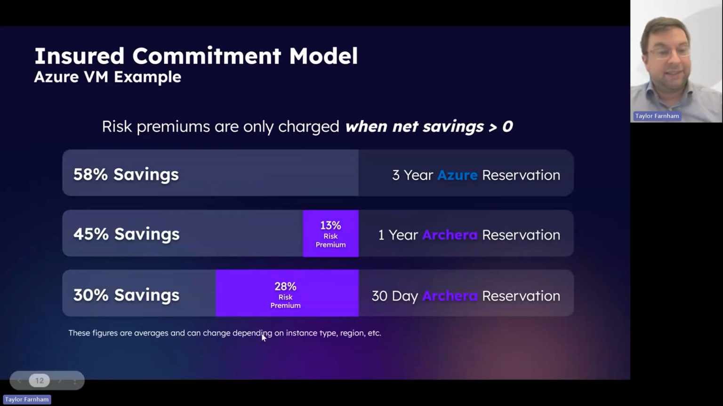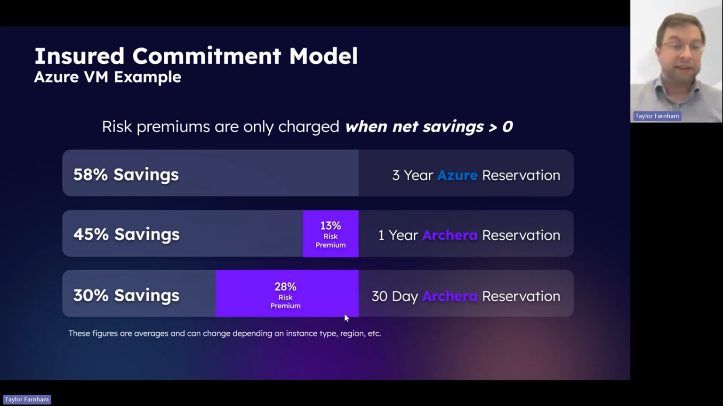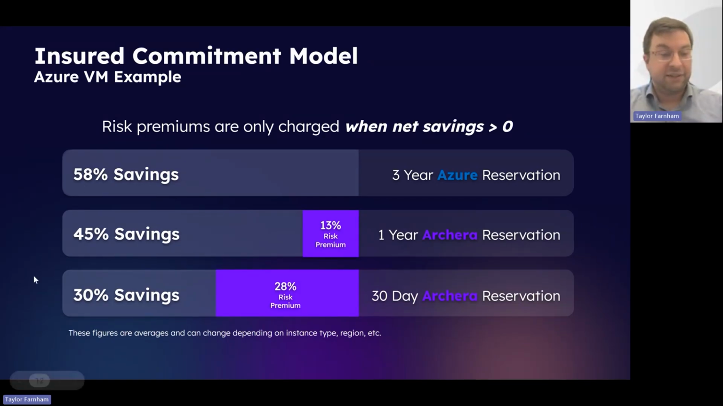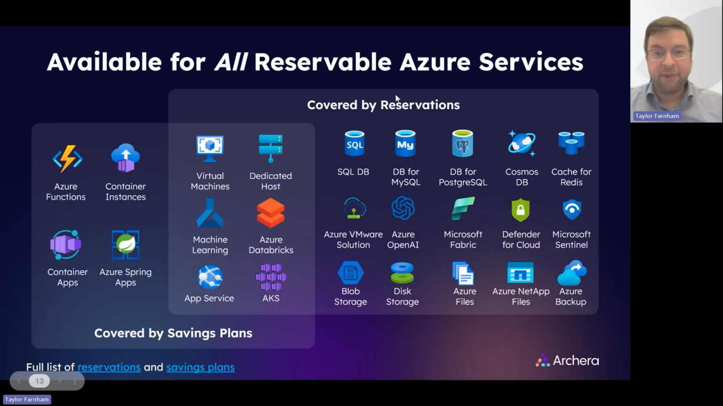And as the commitment term shrinks, the risk premium grows, because if you think about it, we're taking on more risk in the case where the customer wants to offload that risk to us. So they pay for that in the form of a risk premium, but there's still significant savings left over. So 58% down to 30%. Comparing that to on-demand, where that's zero savings, this can be quite an attractive option, particularly for customers who want to maintain that flexibility.